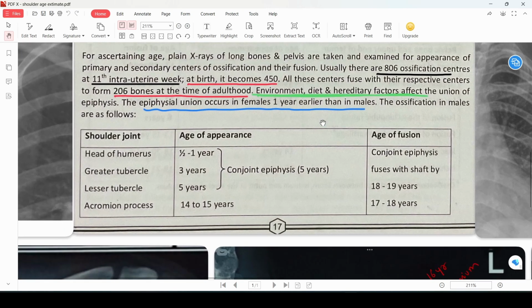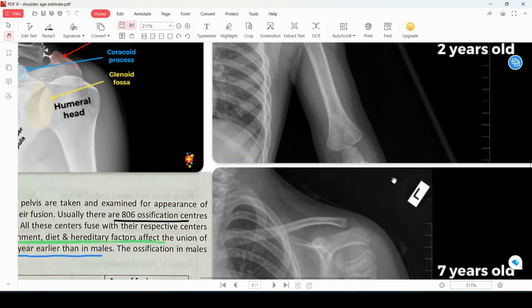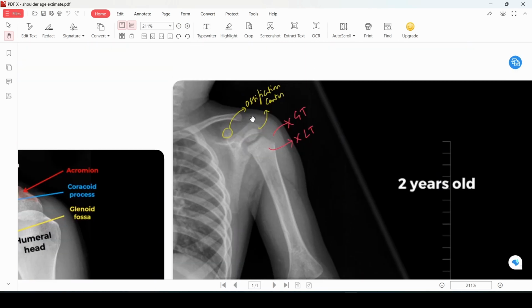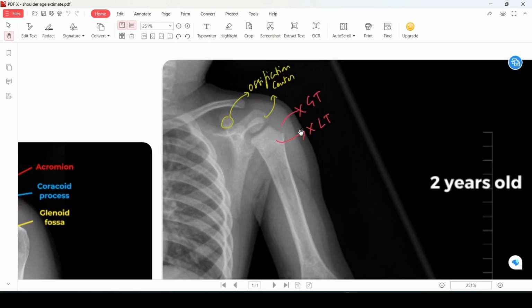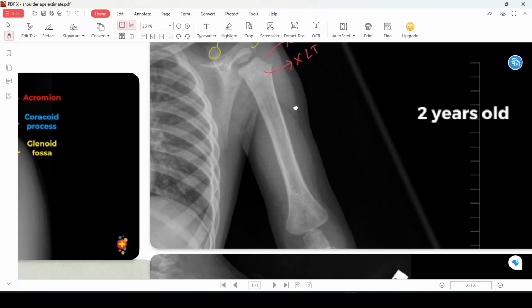Now let's go to the age estimation. So shoulder joint, we know the head of the humerus, the age of appearance is 6 months to 1 year. So if you can see the head of the humerus, then most probably the child is around 6 months or maybe 1 year of age. So here, as you can see, this is a 2-year-old kid. So slowly you can see that there is some formation of the head of the humerus. You can see here, it is forming, right? It is not properly seen here, but okay. See here, there is a little curve here, right? So it is forming, it is at that stage.